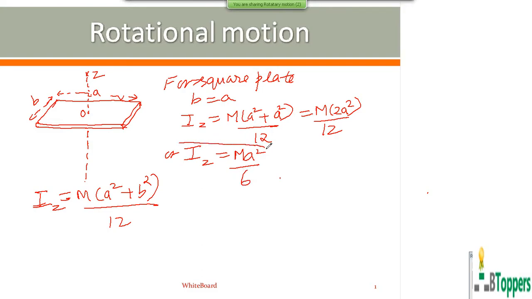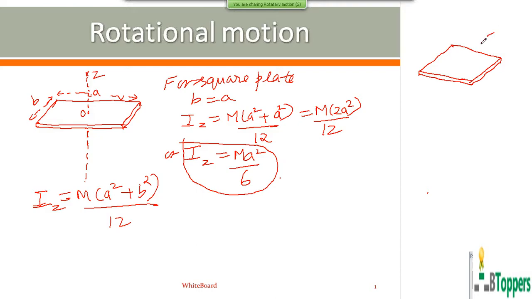So moment of inertia of a thin uniform square plate about the central axis of symmetry, that means about the axis perpendicular to the plane faces of the square plate and passing through the center of mass of the plate, is given by Ma square by 6. So you can apply the perpendicular axis theorem to find the moment of inertia of the square plate about any axis in the plane of the square plate and passing through the center of mass of the plate.